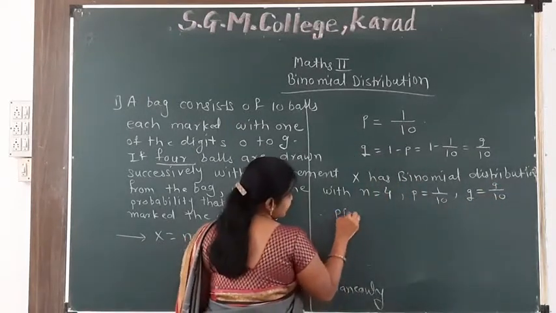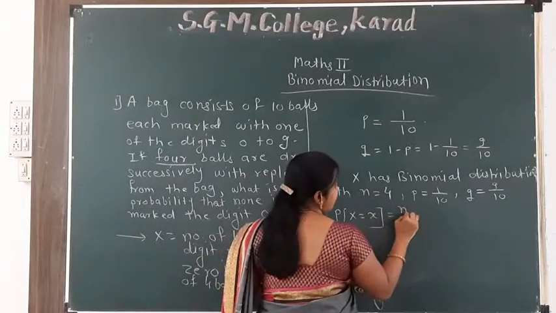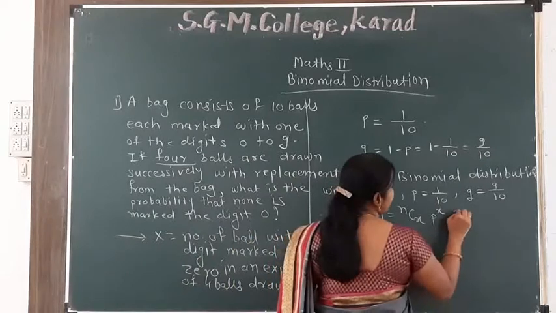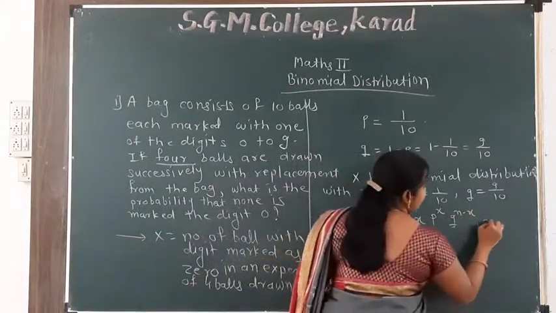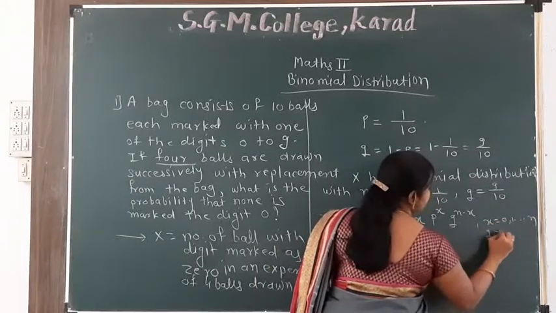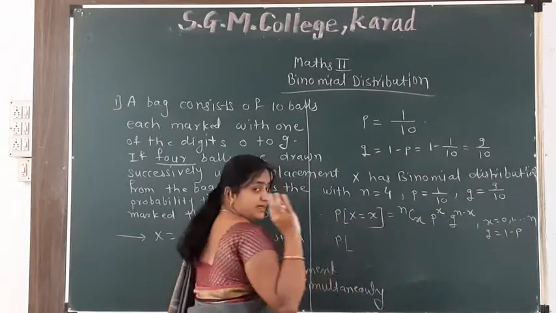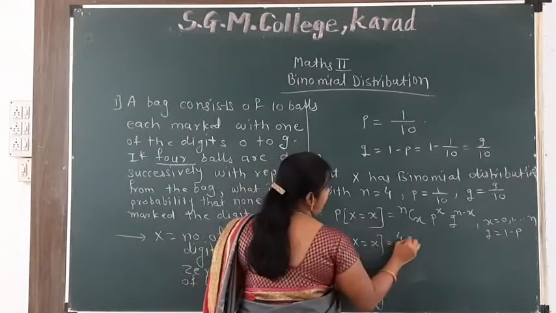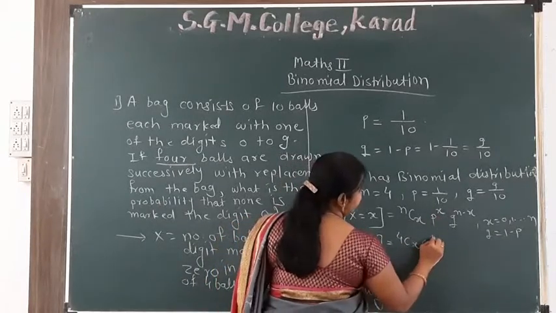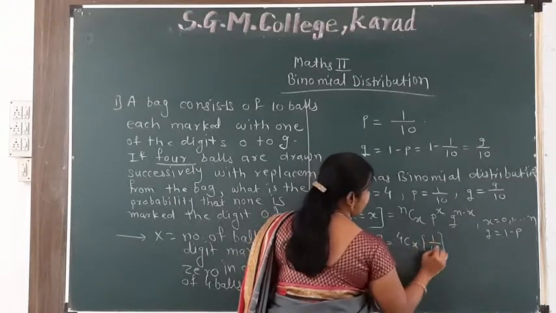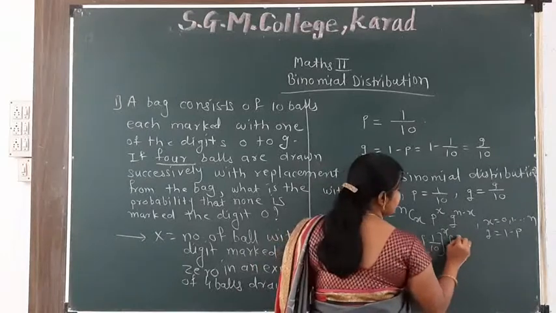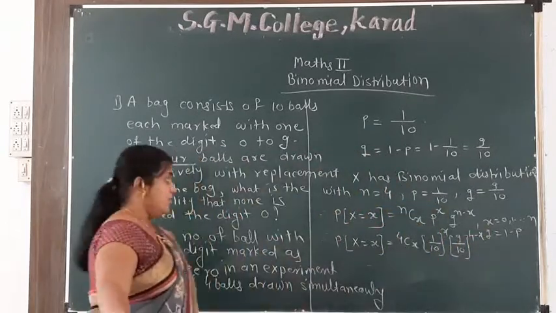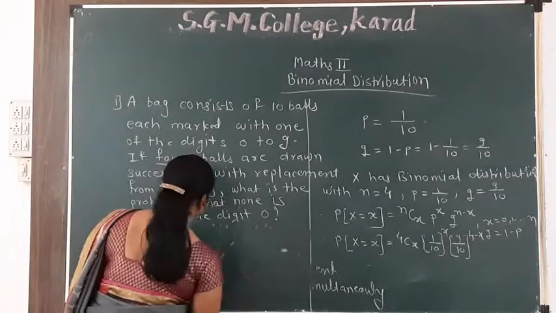So P of x is equal to small x. The formula is: out of n trials we get x successes, P raised to x, the probability of success, Q raised to n minus x, the probability of failure, where Q is equal to 1 minus P. So we substitute the value of n, P and Q. So P of x is 4 C x, the probability of success 1 by 10 raised to the power x, my probability of failure 9 by 10 raised to the power 4 minus x.